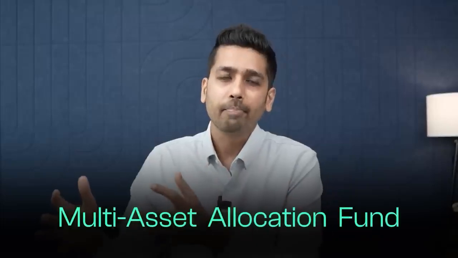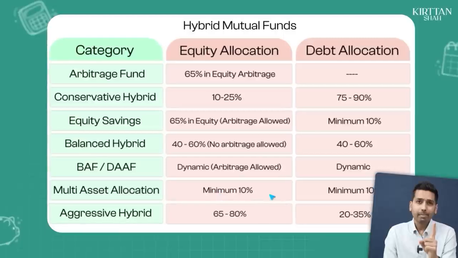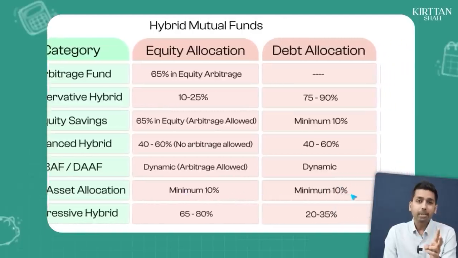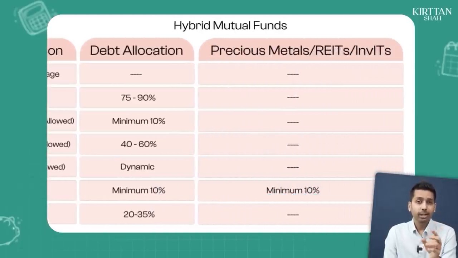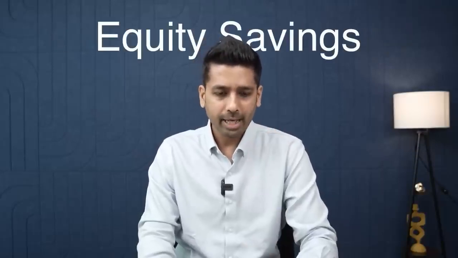The most popular category which has now become popular is the multi-asset allocation fund. Why is it popular? Because you look at the requirement: minimum 10% in equity, minimum 10% in debt, and minimum 10% in alternates. You can ignore the conservative hybrid because equity savings is a much better product. Let me explain to you why.